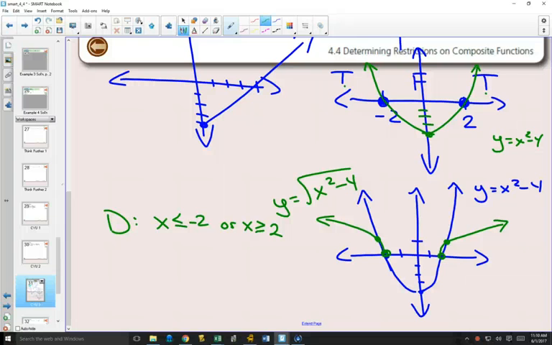In interval notation, you would write this as follows. Starting at negative infinity and going to negative 2, and a square bracket because that value is included. And we use a big U for the symbol for or, which means the union, and 2 to infinity. So that would be the interval notation for that domain.